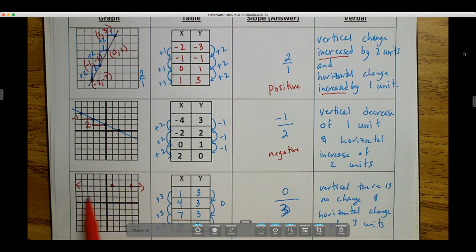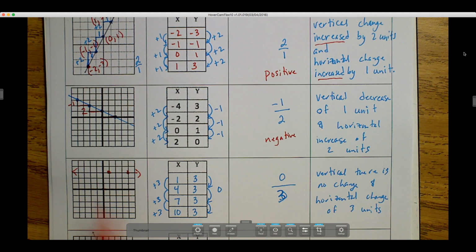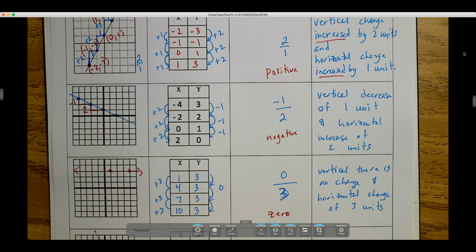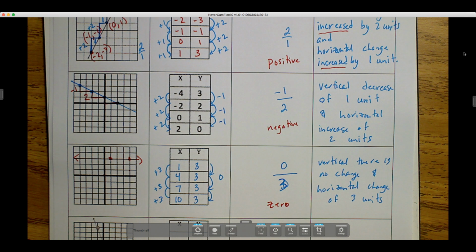And then the third one that we had was a horizontal line, and we had a 0 in the numerator of our fraction, so that would be a 0 slope. Right, and those are the 3 slopes, 3 out of 4. We didn't have an undefined one. But go back and watch the video again, because you will pick up more by watching the video more than once.